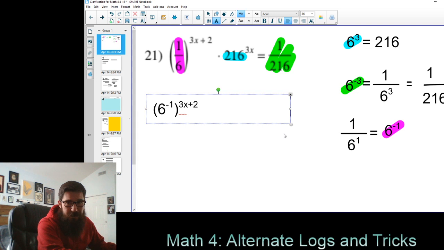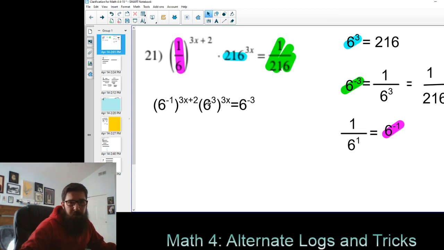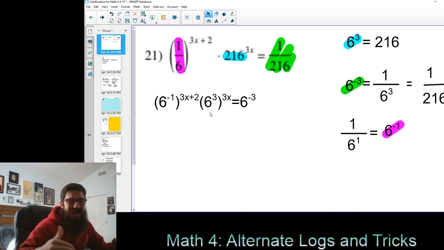I now have 216, which we established was 6 cubed. Let's put a parenthesis there. So I'm going to put 6 cubed here in parentheses because I'm replacing that 216, and that's still raised to the 3x. And then that's equal to 1 over 216, which we figured out was 6 to the negative 3rd. Again, you're going to see something probably not quite this wild on the quiz, but the idea is I need to rewrite everything with the exact same base if you're doing one of these without logarithms.